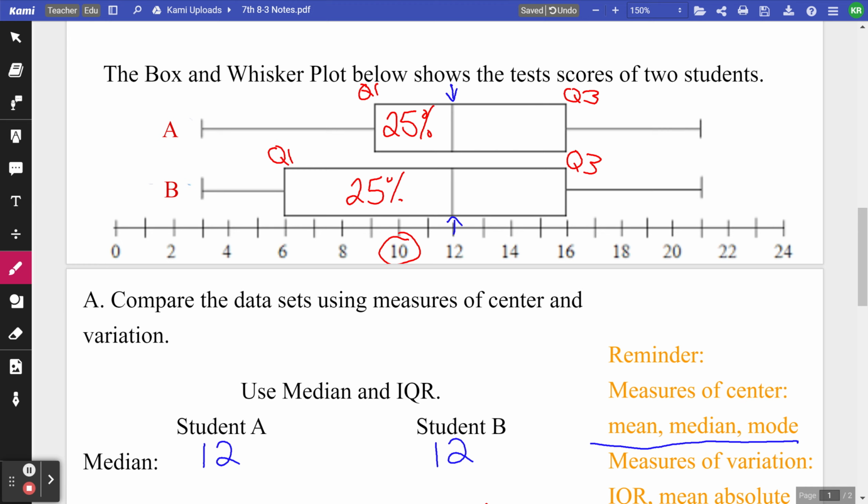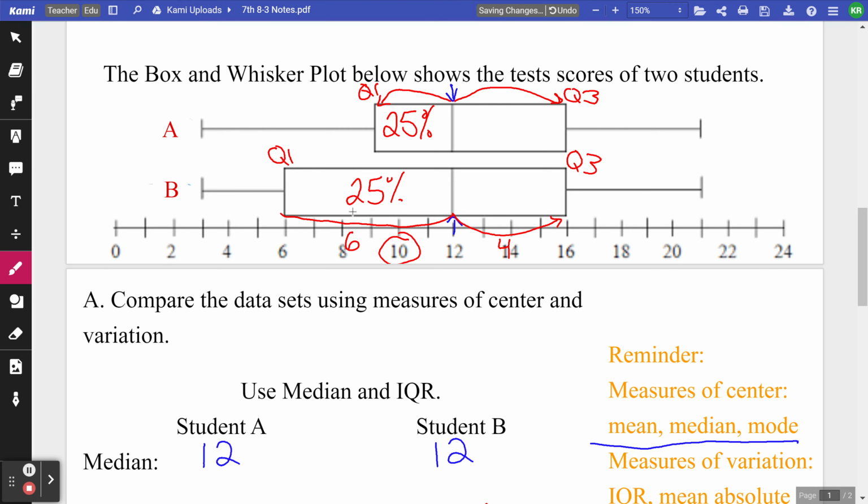So if you look, for student A, from the center, to get to quartile 3, we're just going out 4. And then to get to quartile 1, we're only going out 3, right? So there's 4 one way and 3 the other. But for the bottom one, to get from the measure of center to quartile 3, it's by 4. And then to get from the center to quartile 1, that's going to go by 6.